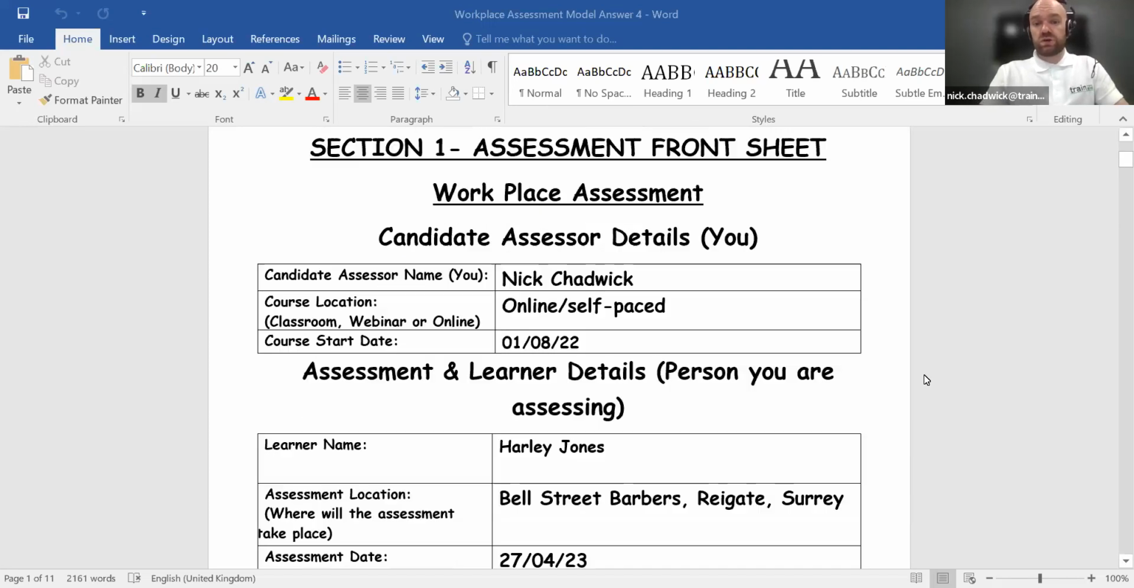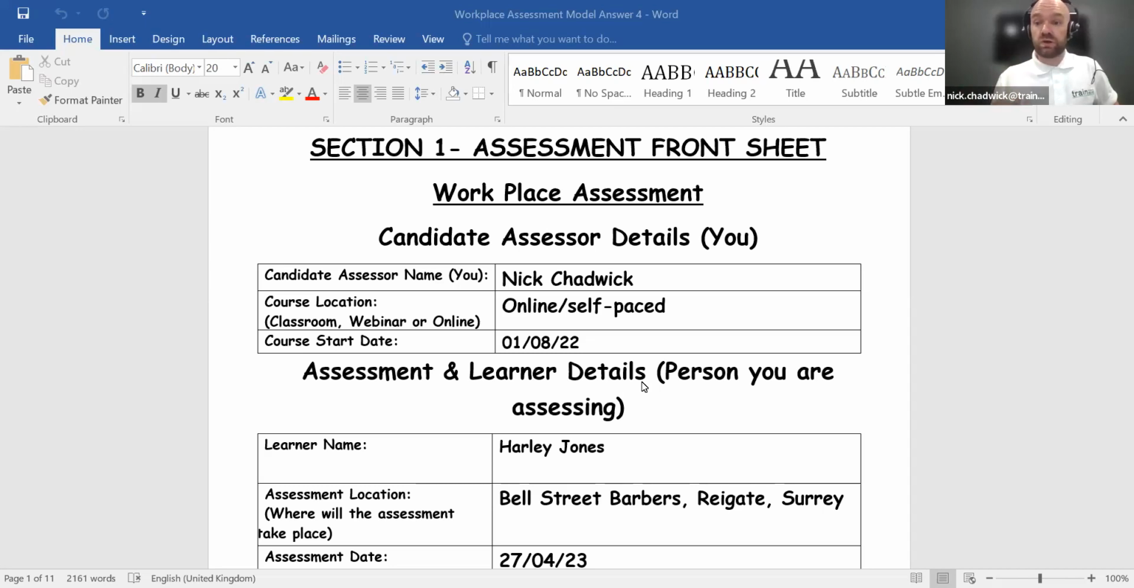So with regards to section 1 of this workplace assessment template, we have the assessment front sheet. So simply we require your details as the candidate assessor if you're obviously completing the CAVA or the assessing qualification, and also the details of the learner. This is the person you are assessing.